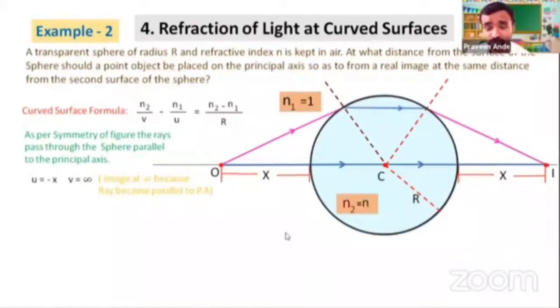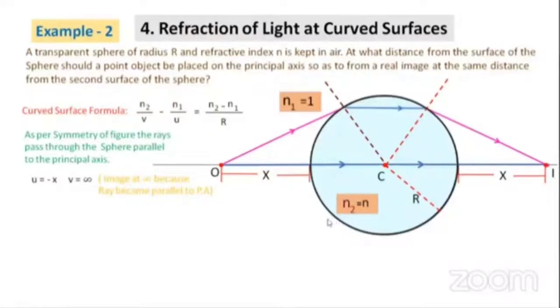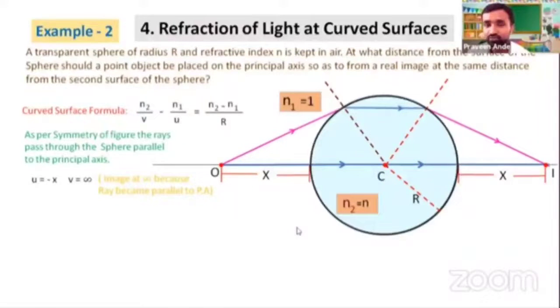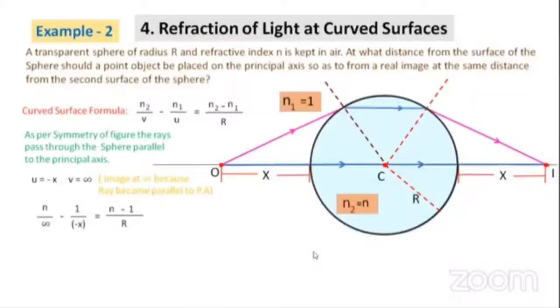What is the refractive index N2? It is already given in your problem as n. So I have taken N1 equal to 1, N2 equal to n. Let me substitute them in the equation: V equals infinity, U equals minus x, N2 equals n, N1 equals 1, and R is R only, because there is no change in the radius. Then is it possible to solve? In the curved surface formula, what is the value of 1 by infinity? 1 by infinity equals 0.